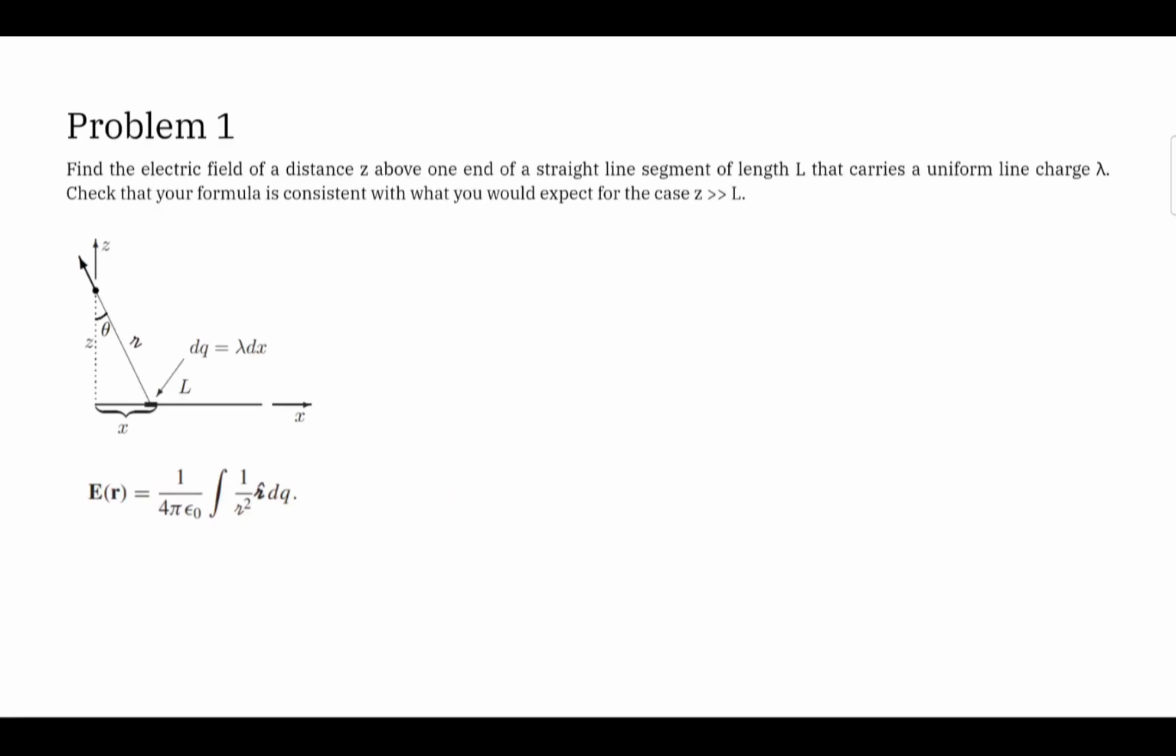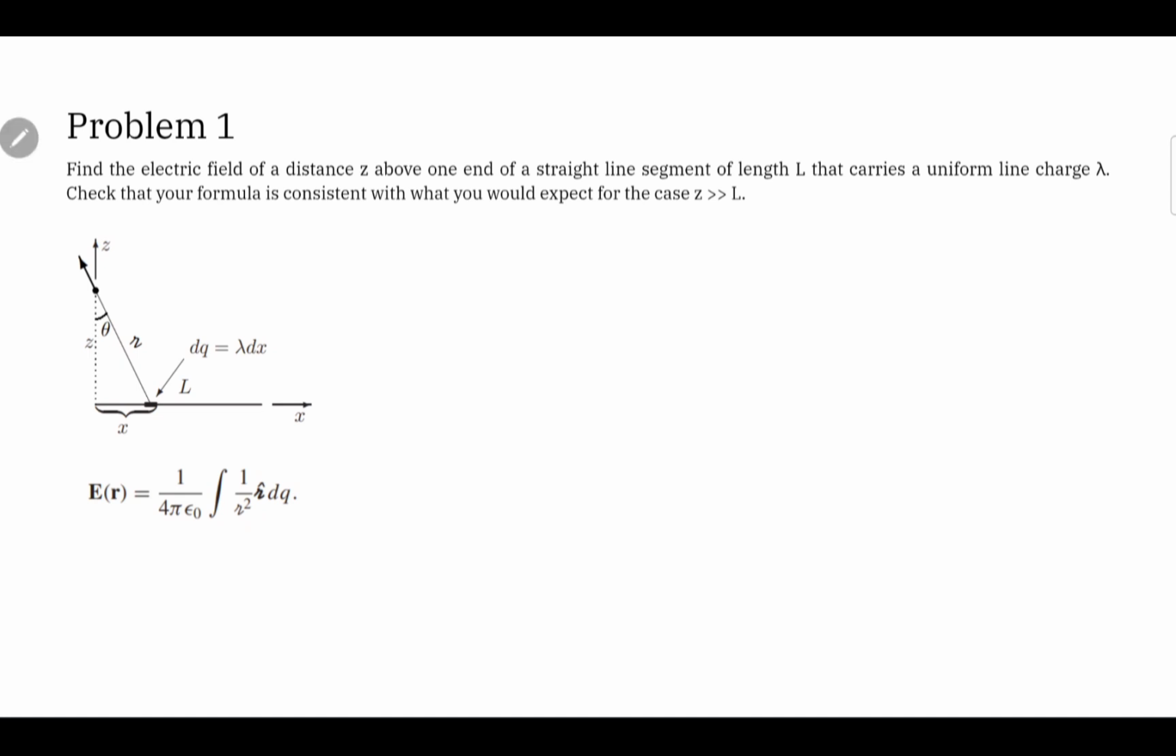Okay, so for problem 1, we are to find the electric field at a distance z above one end of a straight line segment of length L that carries a uniform line charge lambda. Check that your formula is consistent with what you would expect for the case z is much greater than L.